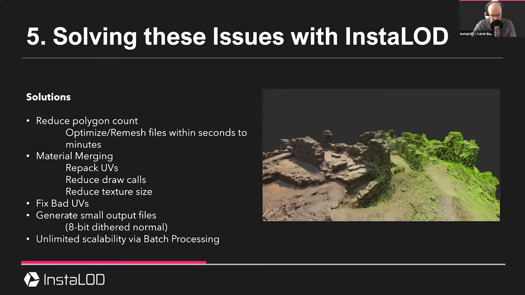We want to fix bad UVs. Oh yeah, this is something worth mentioning as well. We want to generate small output files. Now I've put in brackets here 8-bit dithered normal. This is something I'll explain in a bit more detail later. But basically, normal maps are there to represent surface information within a texture. That means we can remove a lot more polygons, but keep the detail by rendering it in a normal map. Very cool technology. The problem is, though, that normal maps require a 16-bit texture so that it contains enough information so that it keeps and renders those details properly.